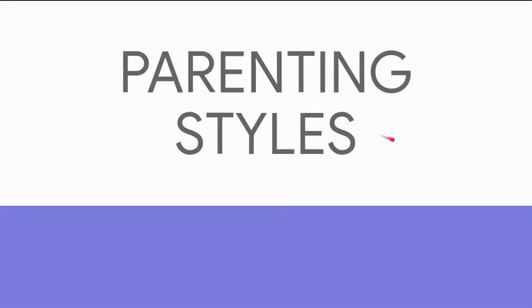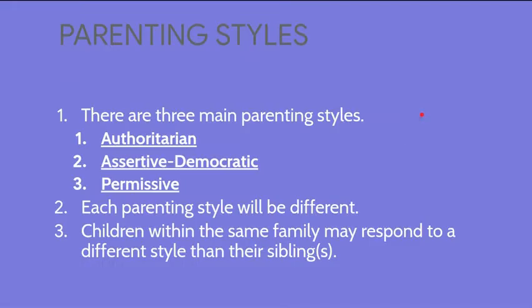So we're going to look at the three main ones today. The three main parenting styles are the authoritarian. I also like to call it the dictator parents, and you'll see why here in just a couple minutes. Then we're going to look at the assertive democratic parenting style, and lastly, the permissive or passive parenting style.